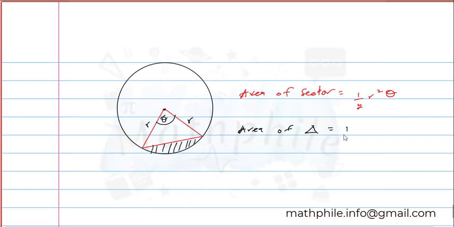1/2 AB sine theta. So in this case, what is A? What is B? There's no number for it. Yeah, so we are using the letters, 1/2 R.